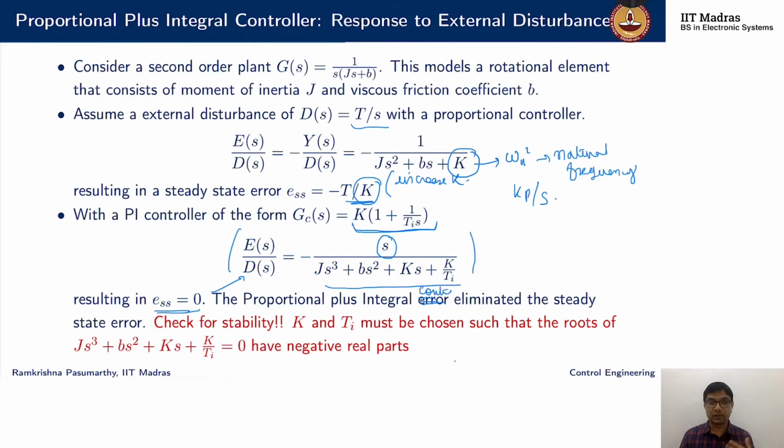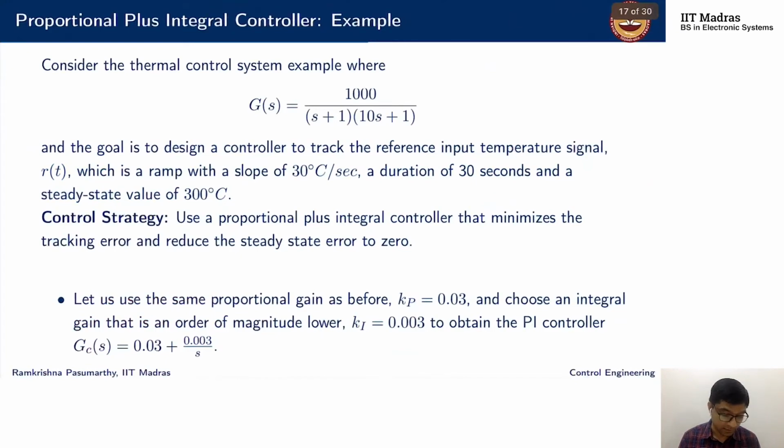Now, of course, we have to always be careful that we first assume that the system is stable, right? We first need to check for stability. So K and Ti must be chosen such that the poles are in the left half plane, or the roots of the characteristic equation must have negative real parts. Okay, so this is about the proportional plus integral control.